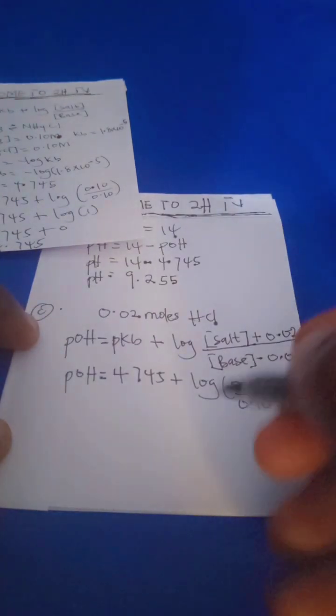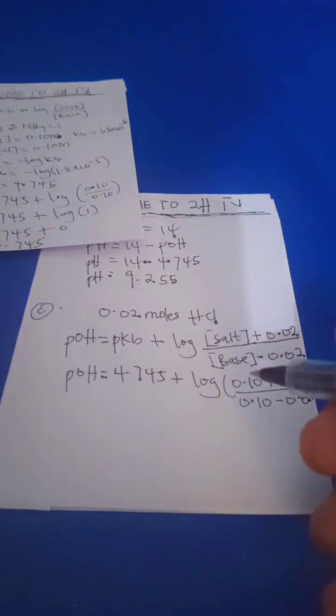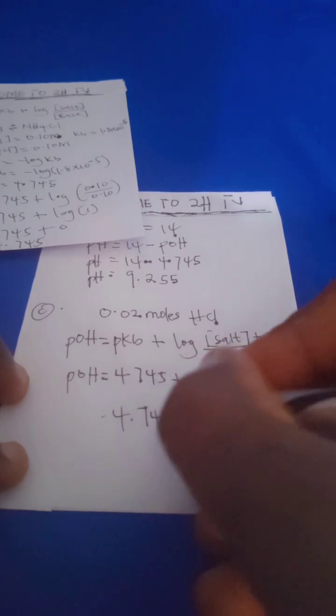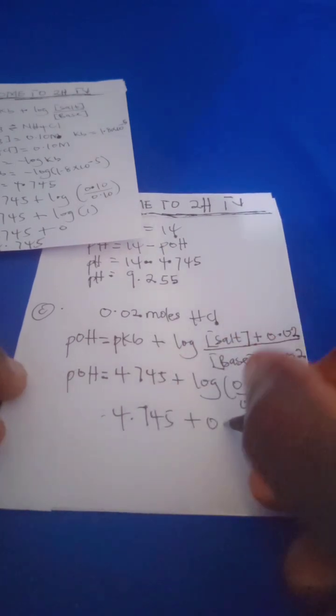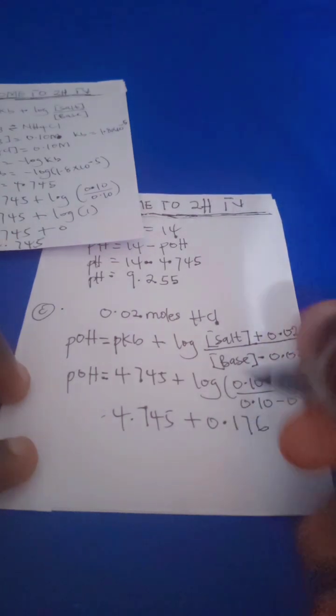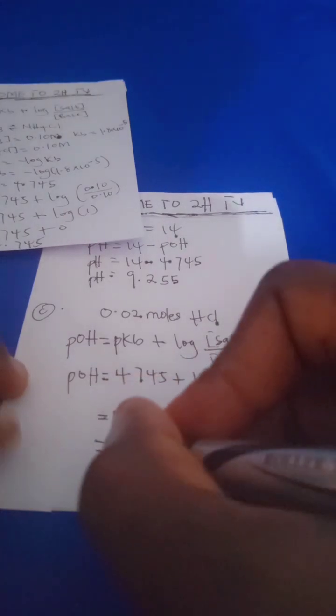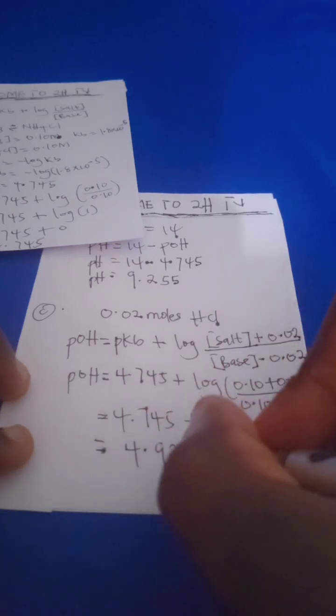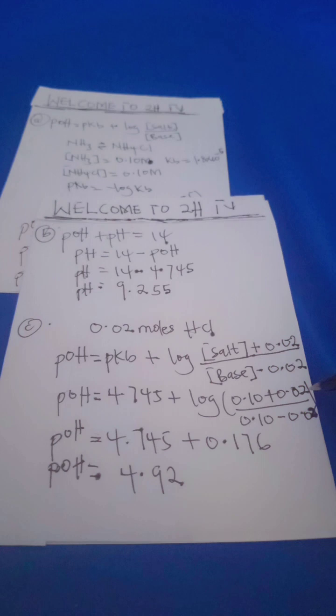So when you quickly add this and find the log of it, you will get 0.176. So 4.745 plus 0.176. When you put all this into your calculator, and sum this up, you will get 4.92, right? So the pOH is 4.92, but we are asked to find the pH.